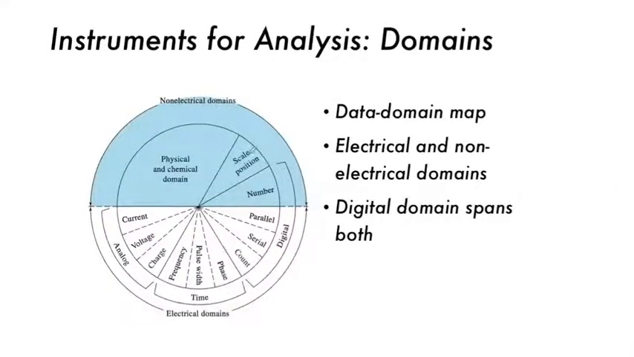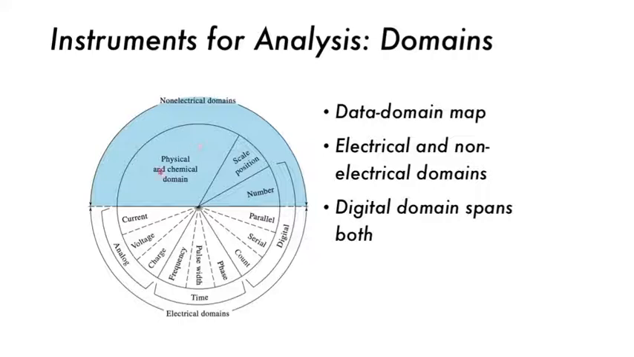Okay, so again, a little bit more on domains. We have a data domain map. We have electrical and non-electrical domains. We have digital data domains, which span both. So we have non-electrical domains here at the top, and electrical domains here at the bottom. So physical and chemical domains, that's like pH and so on. Scale position, that's how much of something, what position it's on. Number, how much of something there is.